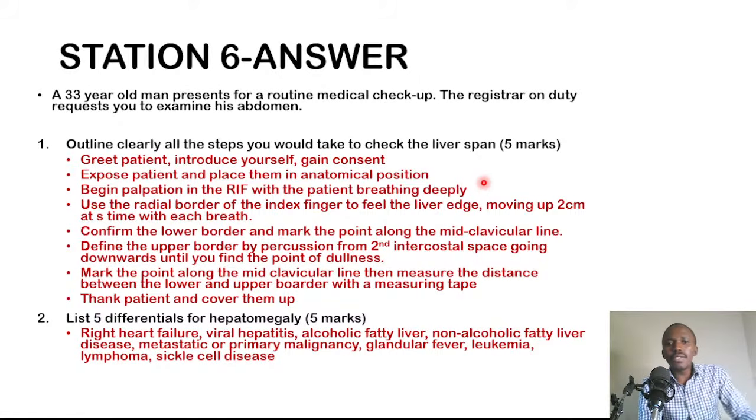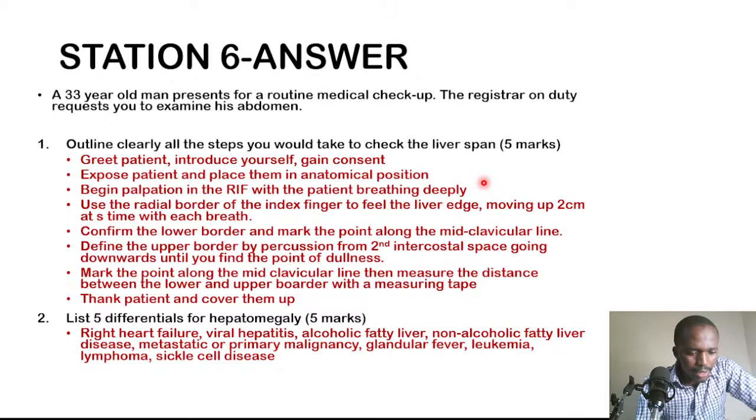Then, of course, thank the patient and cover them up. Then 5 differentials for hepatomegaly. This is quite easy. Whether it's 5th year or 7th year, you should at least be able to give me even 6 or more differentials. So it could be things like right heart failure, viral hepatitis, alcoholic or non-alcoholic fatty liver disease, metastatic or even primary malignancies, glandular fever. It could be things like leukemias, even lymphomas, and even sickle cell.